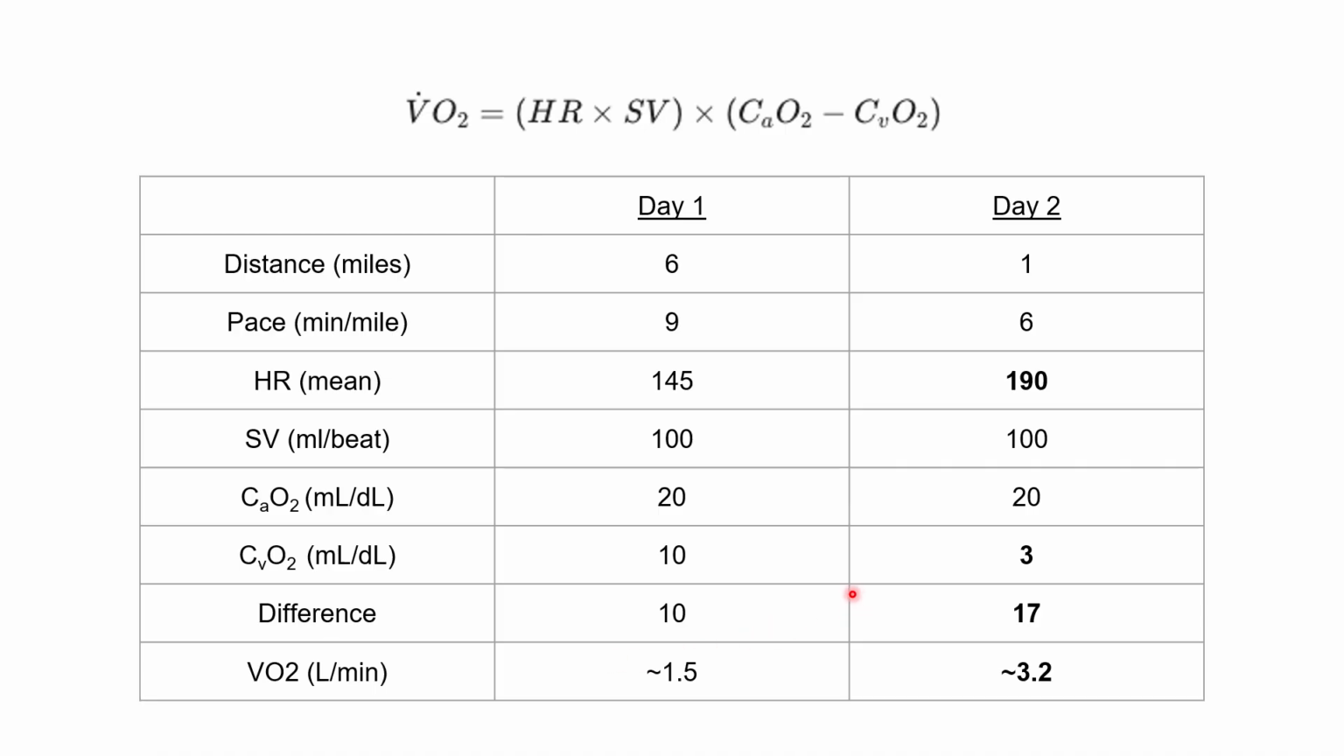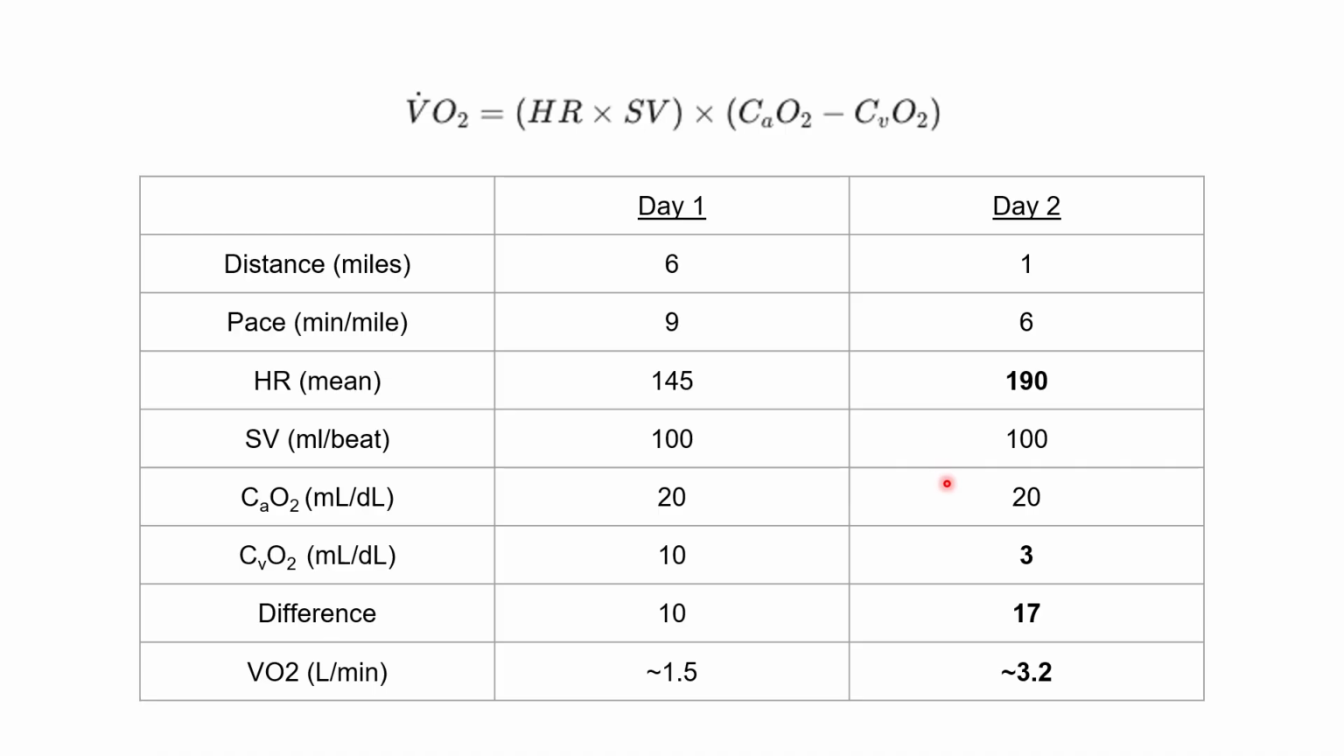Now, on the second day, they're feeling very good and they decide to go for a hard, fast run. So they run 1 mile at a 6-minute mile. They maximize their heart rate at 190 beats per minute. Their stroke volume is the same as the day before. It was 100 mils per beat.